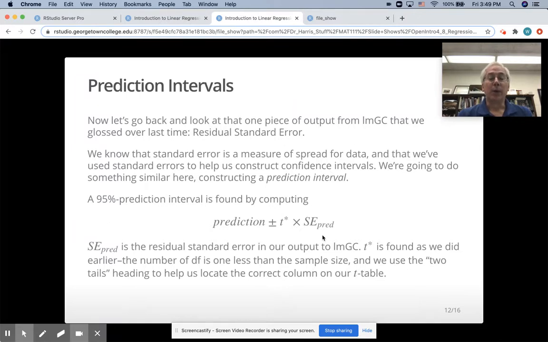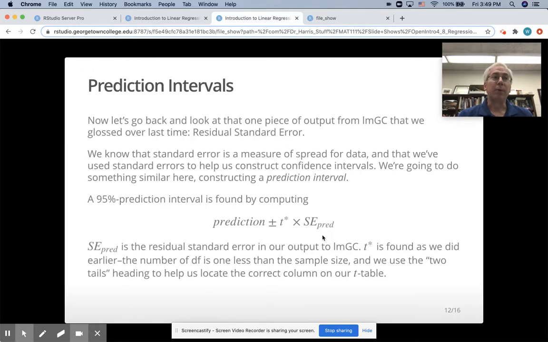And so what I want to do here now is talk about a different type of interval called a prediction interval. So let's contrast that with a confidence interval for just a minute. A confidence interval was a range of values on which we thought it was reasonable to believe that a parameter lived. A prediction interval instead is going to be a range of values on which we believe an individual response is likely to live.